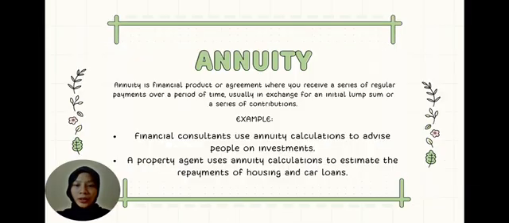RM5,759. Annuity. An annuity is a financial product or agreement where you receive a series of regular payments over a period of time, usually in exchange for an entire lump sum or a series of contributions. For example, financial consultants use annuity calculations to advise people on investment. A property agent uses annuity calculations to estimate the repayments of housing and car loans.